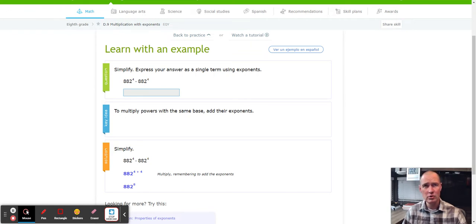Key idea: to multiply powers with the same base, we're going to add their exponents. Now you're probably thinking, what's the base? The base is the larger number that's below the exponent. In this case, the base of this number is 882, and the exponent of that is 4, and the exponent of this is also 4.